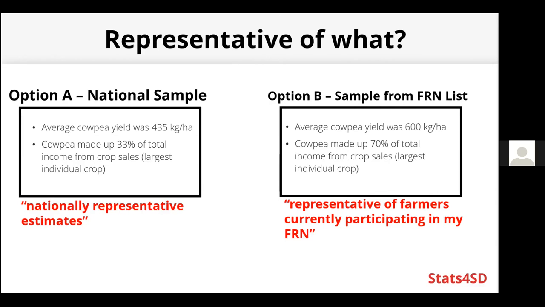So with our national sample, if we are interested in the national level results, I think option A is our right answer. If we're interested in a very specific population, which is our farmer research network, then I think this is a very good approach. If we're interested in a different population, which is maybe somewhere between the two, then we might have to think about how we can go about finding that particular population. So we'll talk a little bit more about that as we go through the remaining session today.